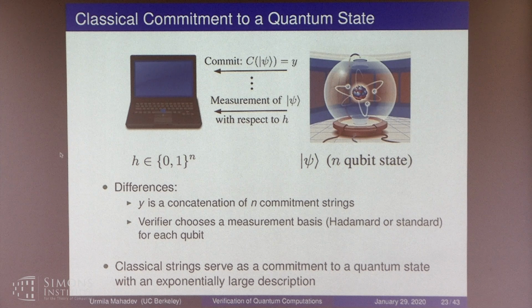And so what this is saying is that this single classical string sent by the prover serves as a commitment to an exponentially complex quantum state. So just sending one classical string ties the prover's hands to exponentially many different basis choices on the verifier. He's tied to one quantum state.